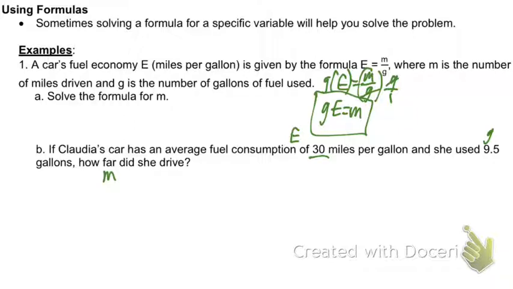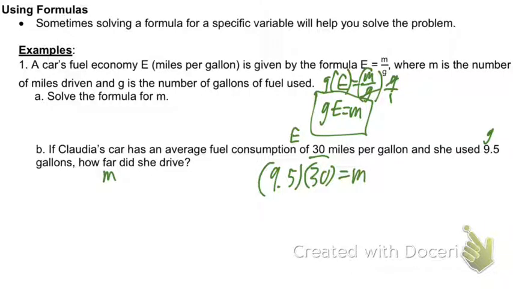Can we take these three and plug them into the equation? Yes. Now we're going to be solving for M, right? Because that's the one we don't know. So would we be better off using our original equation or this one we already solved for M? The one we already solved for M. We're going to save ourselves some work. So instead of G times E, it's going to be 9.5 for G and 30 for E, and that's going to be equal to our M.